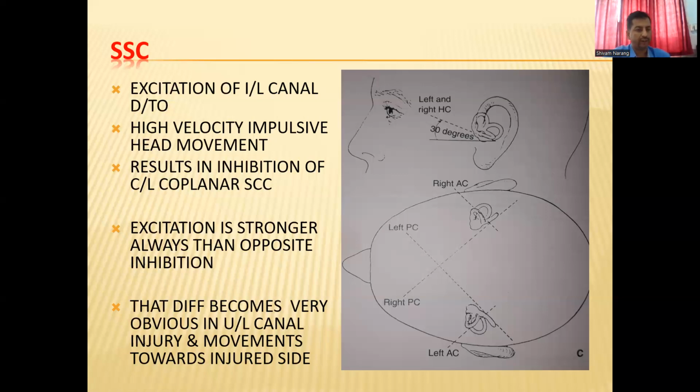The brain judges that difference of the signals coming from the semicircular canals of both sides, and it judges that the movement of the head is too much as compared to the movement of the endolymph. So our brain judges it as vertigo.